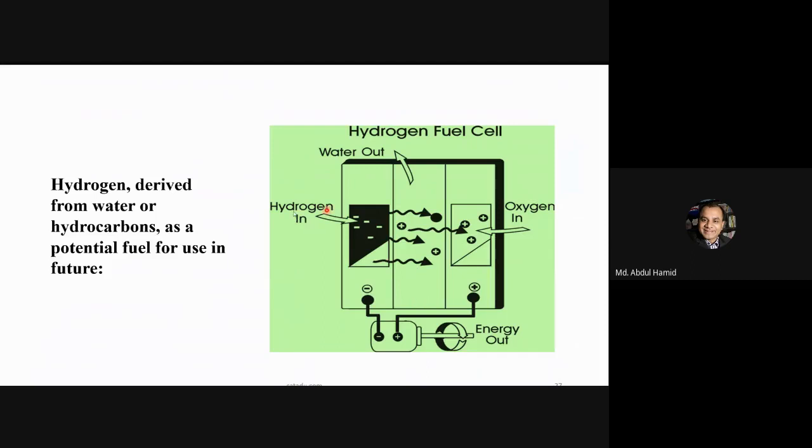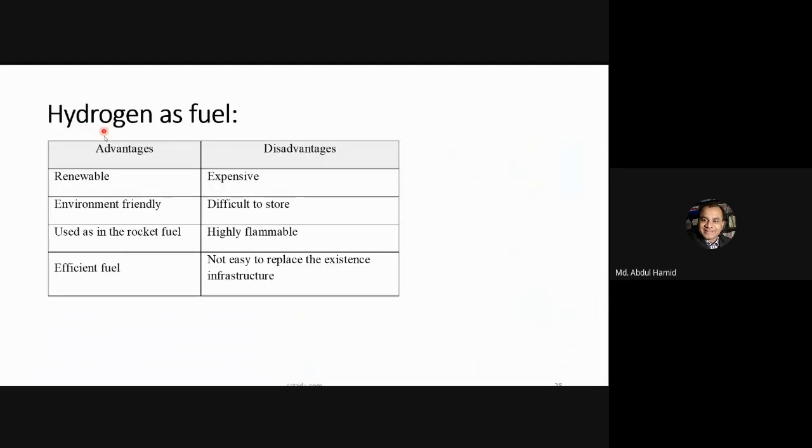Hydrogen gas comes to this side and makes electrons. The electron comes through the wire, and the H plus ion comes to this side, reacting with oxygen, and you are getting energy as well. I've discussed hydrogen fuel. A similar type of fuel is alcohol. Alcohol is also a renewable fuel. It is more environmentally friendly than the traditional fuel.